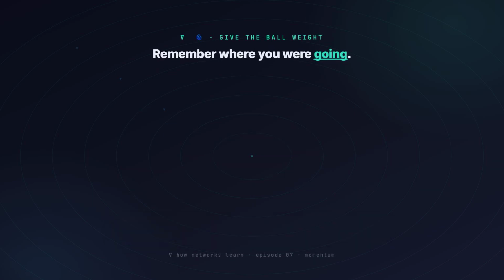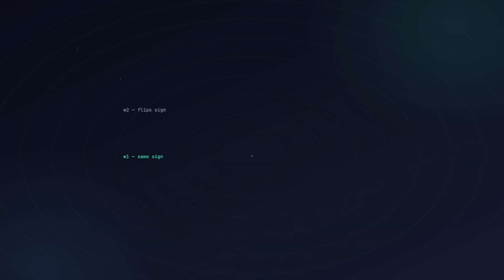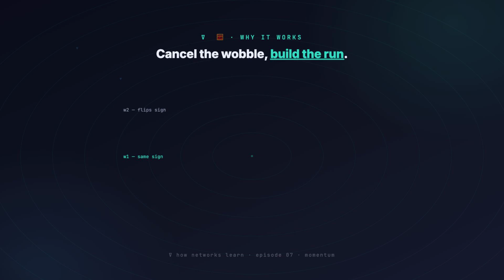Here's the fix, and it's almost embarrassingly simple. Instead of stepping by the raw gradient, you keep a running velocity, an exponential memory of past gradients: v = 0.9 v − LR·g, then w = w + v. The 0.9 is the momentum coefficient beta. Think of a ball rolling, not a hiker redeciding direction at every footstep. The ball remembers where it was already going, and that memory does something clever for free.